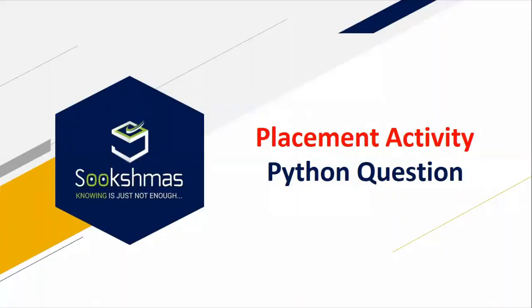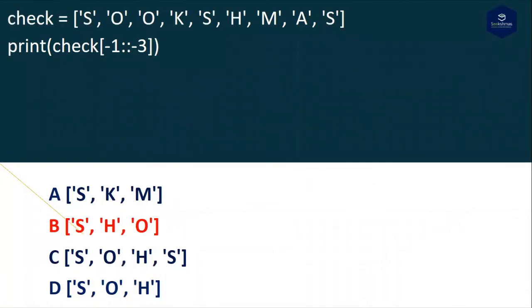Now we can move to the Python question solutions. The first question is here. In this question, I'm creating one list called check. That list has some values: S, O, O, K, S, H, M, A, S. These are different characters stored as the values of a list.